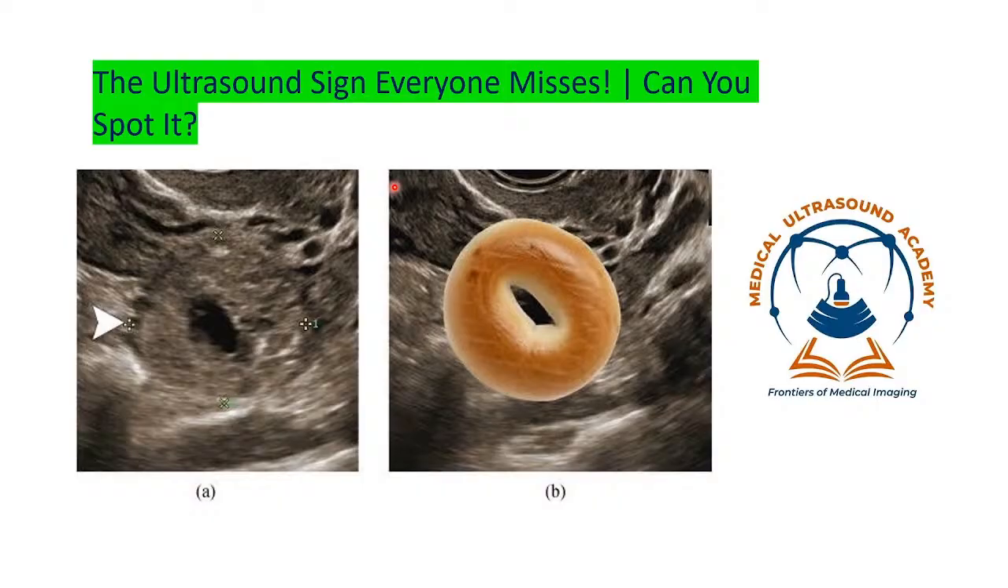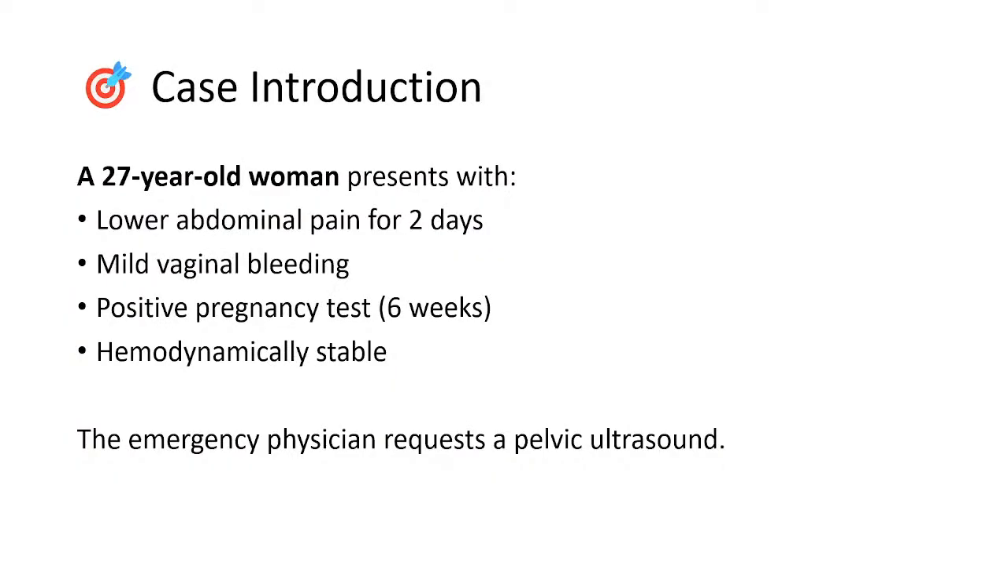The ultrasound sign everyone misses. Can you spot it? So this is a case introduction. A 27-year-old woman presents with lower abdominal pain for 2 days, mild vaginal bleeding, positive pregnancy test at 6 weeks, hemodynamically stable. The emergency physician requests a pelvic ultrasound.